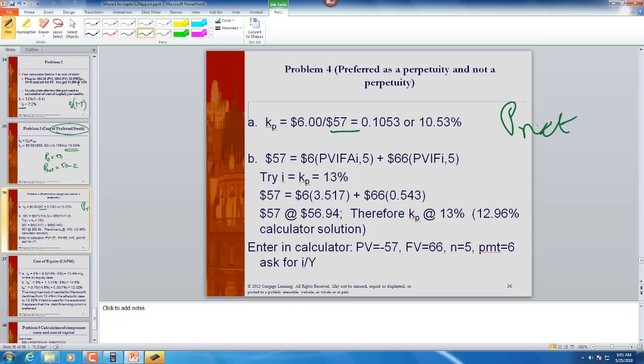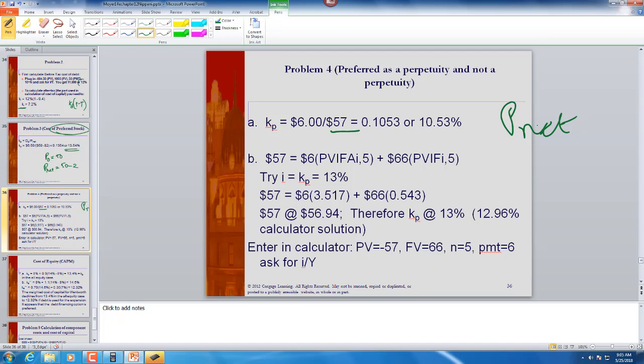Now, if the stock were callable in 5 years at $66 per share and investors expected it to be called at that time, what is the after-tax cost of this preferred stock offering? See, they keep on talking about after-tax cost. They don't want to confuse you. Remember, except for debt, tax rate doesn't matter. Okay. Now, that aside, how do you calculate something like that?